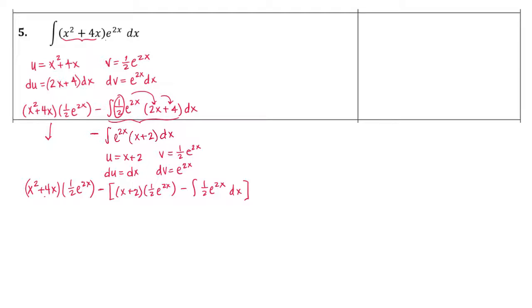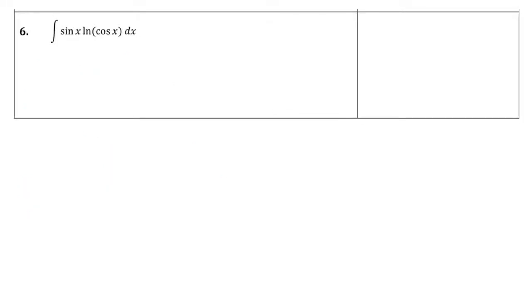So I'm going to just keep bringing all this stuff down. So we have x squared plus 4x times 1/2 e to the 2x. And I'm going to distribute that negative, so it's going to be negative x plus 2 times 1/2 e to the 2x. And then the negative way out here, that's going to make that a positive. And now we're ready to integrate just this portion here. So I would move out that 1/2. And if I integrate e to the 2x, that's going to generate another 1/2 e to the 2x, and then plus c.